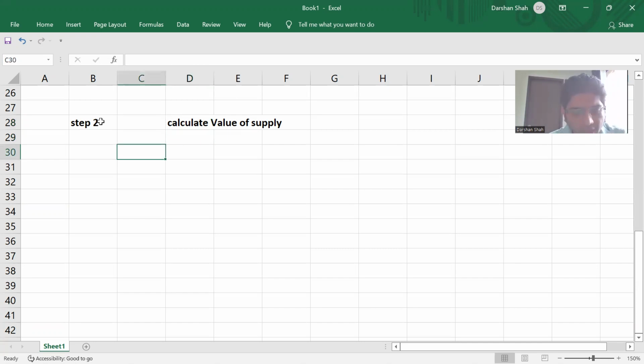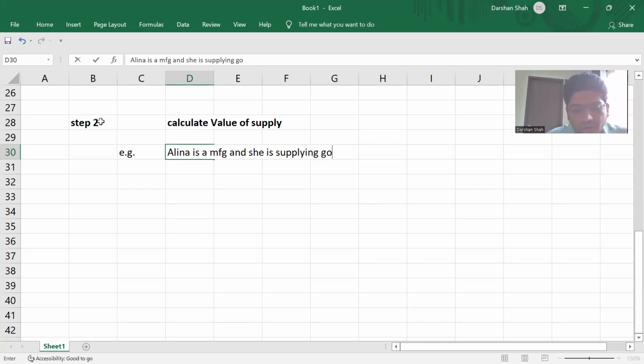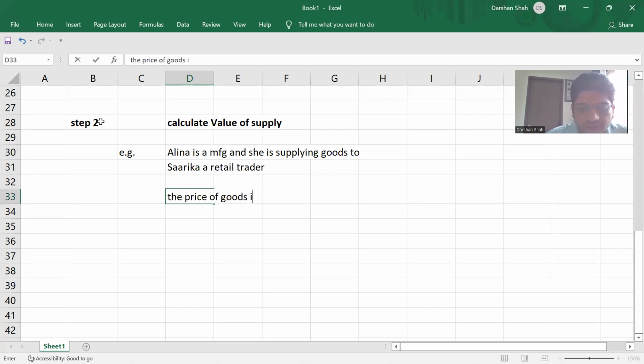Let me take an example. I can see Alina on the screen. Alina is a manufacturer, and she is supplying goods to Sarika, whom I can also see on the screen. Sarika is a retail trader. The price of the actual goods is 10,000.